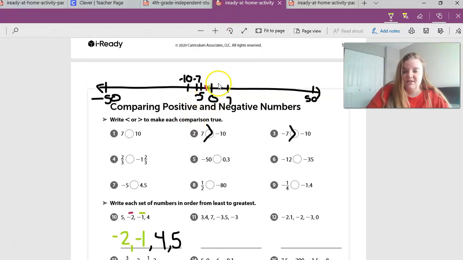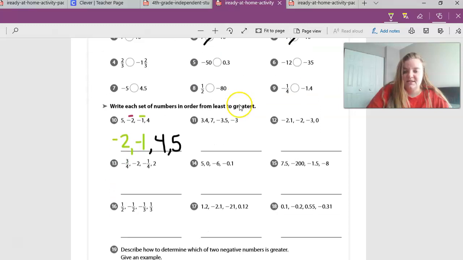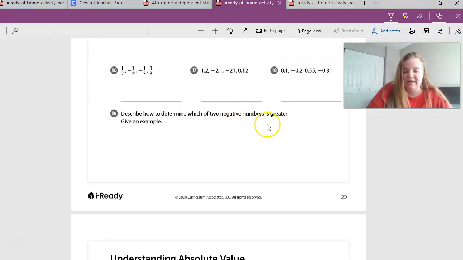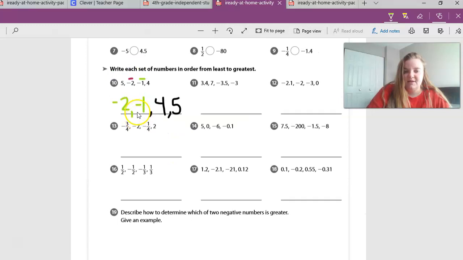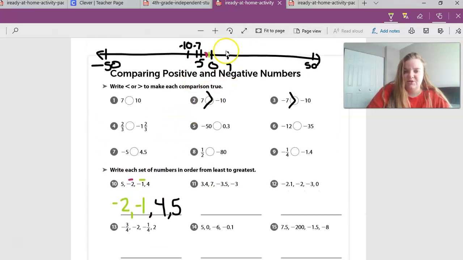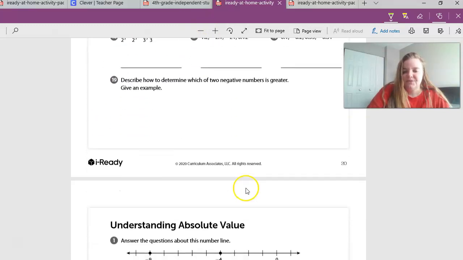Whichever one is closest to 0, the closest distance to 0, is going to be the greater negative number. You can give an example, right? You can use this right here, and you can draw a number line to show it, just like I showed you.